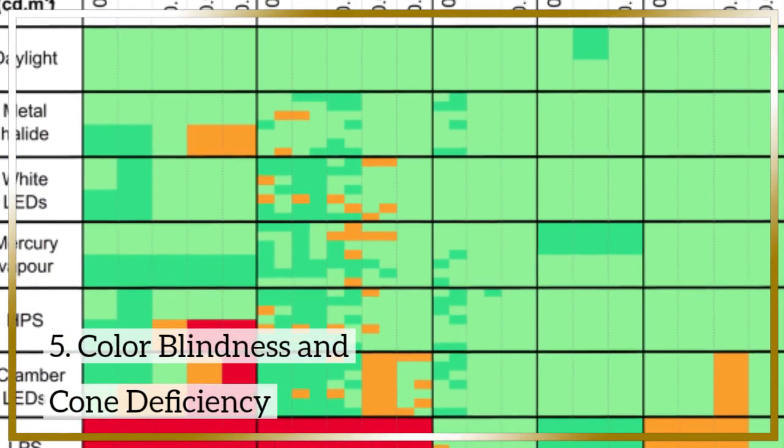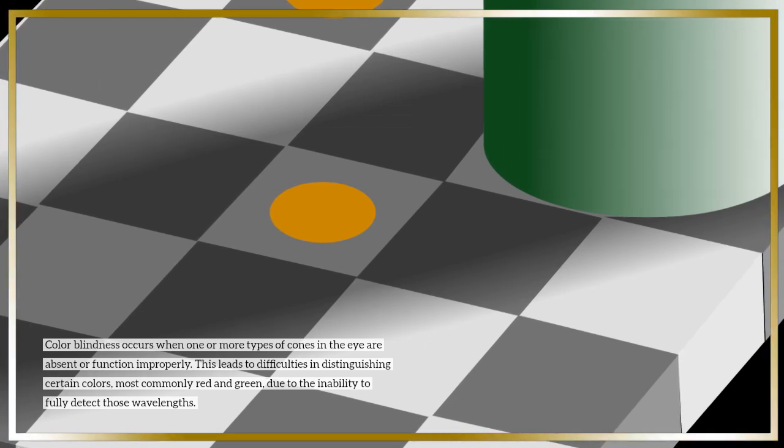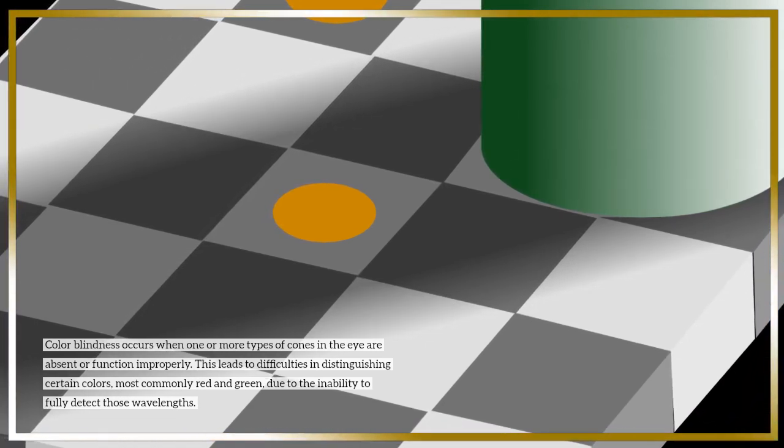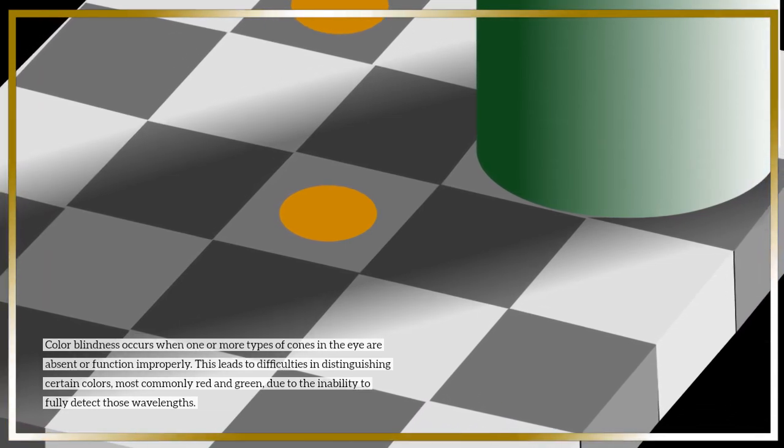5. Color blindness and cone deficiency. Color blindness occurs when one or more types of cones in the eye are absent or function improperly. This leads to difficulties in distinguishing certain colors, most commonly red and green, due to the inability to fully detect those wavelengths.